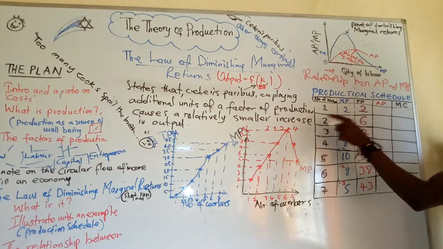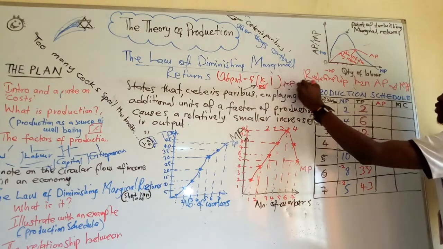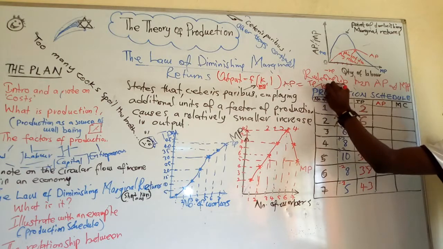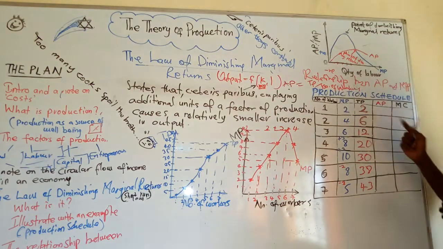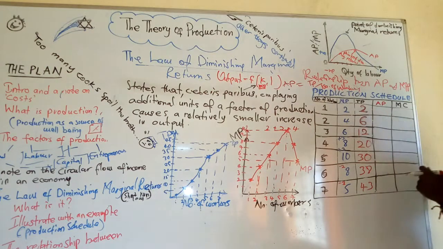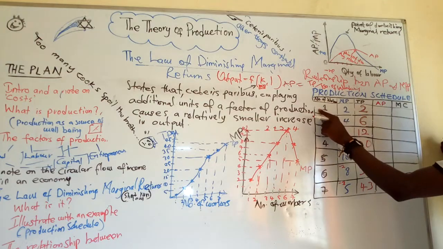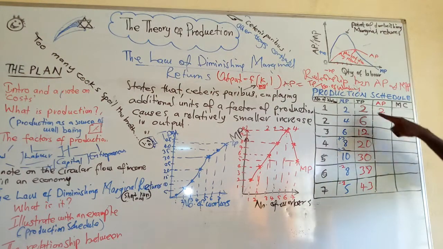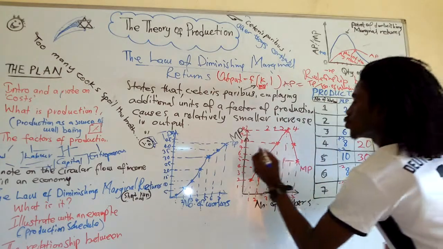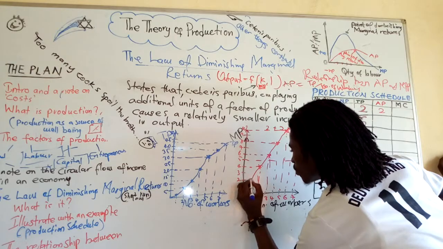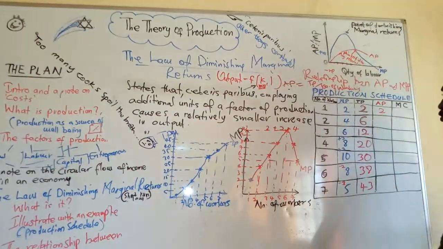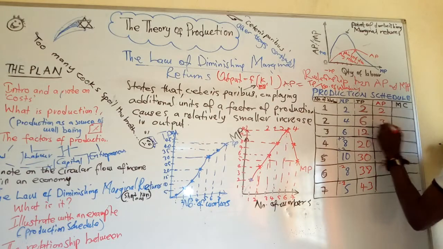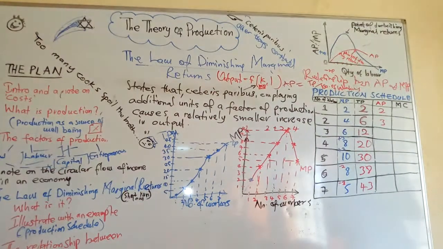So we say average product, AP, is equal to TP, total product, divided by number of workers. That's the quantity of the input, number of workers. So with one worker, total product of 2 divided by the number of workers, 1, is just 2. So let's plot this. Here, average product is 2 when we had one worker. Then when we had the second worker, total product is 6. 6 divided by 2 gives us 3. 3 is the average we can produce roughly per person.